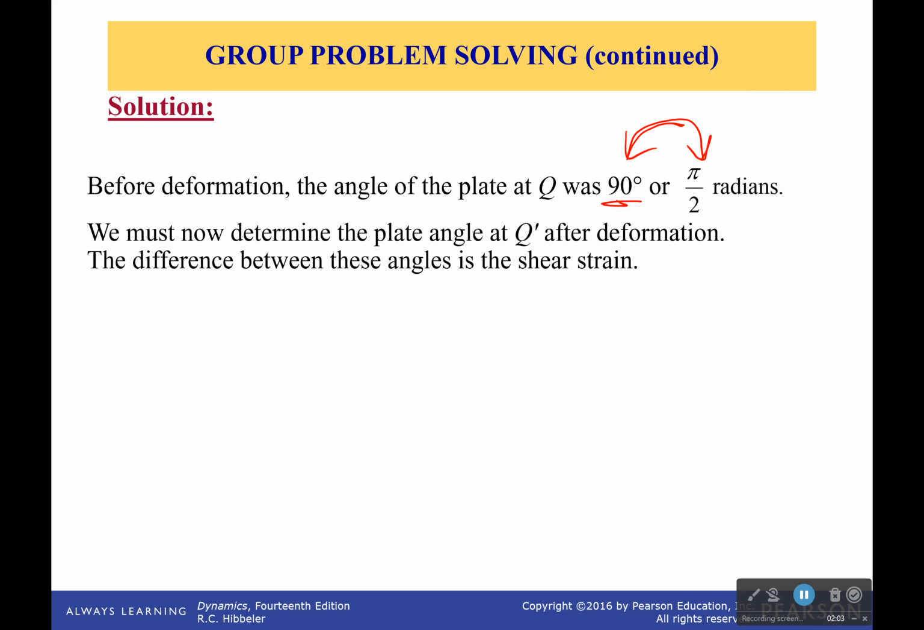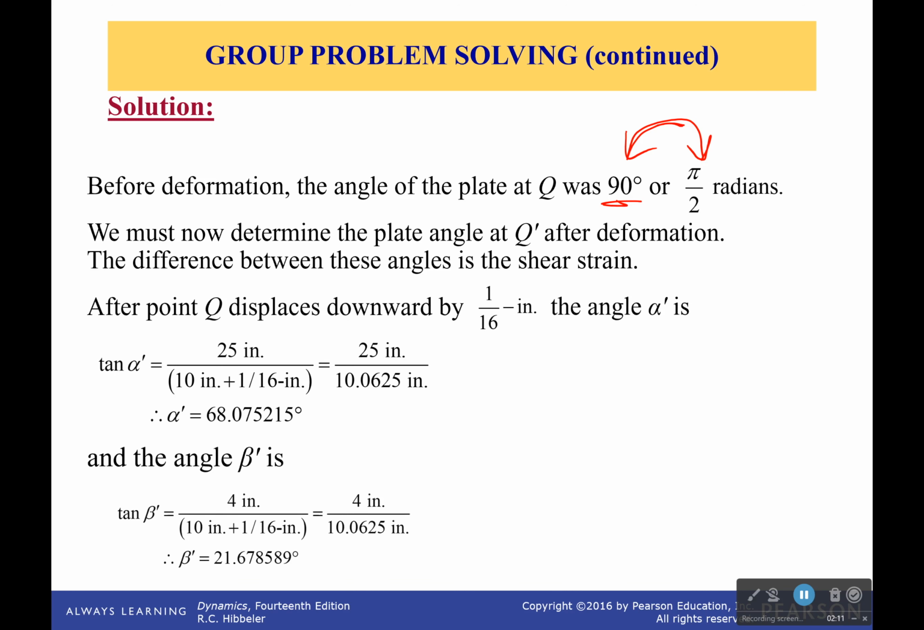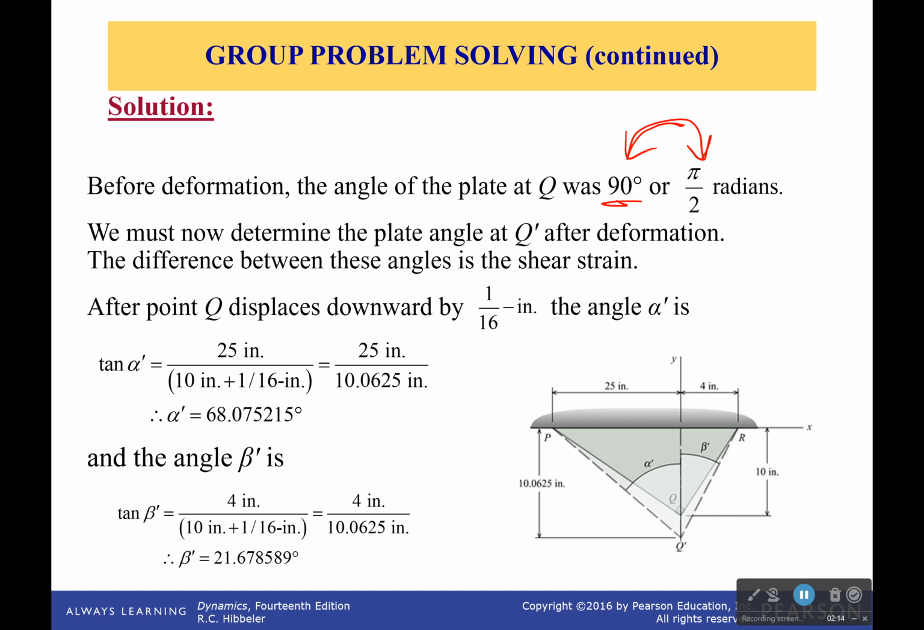So, the difference between these angles is going to be the shear strain. So after point Q displaces down by a 16th inch, the angle alpha prime is going to be the following. Okay, so this is alpha prime. This will be beta prime. Okay? Alpha prime, beta prime. And it's always opposite over adjacent. Opposite over adjacent. So the 25 inches and the 4 inches, that doesn't change, but how far down they've gone does change.